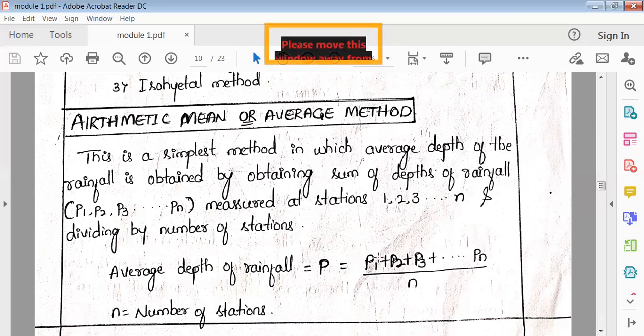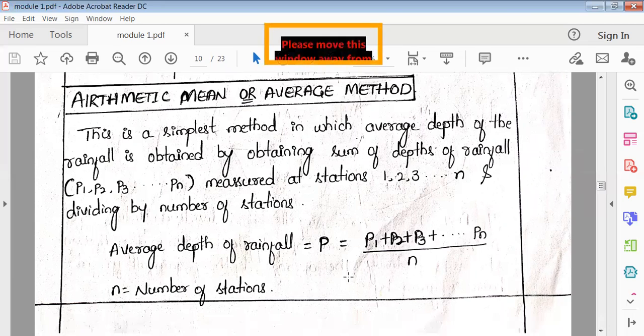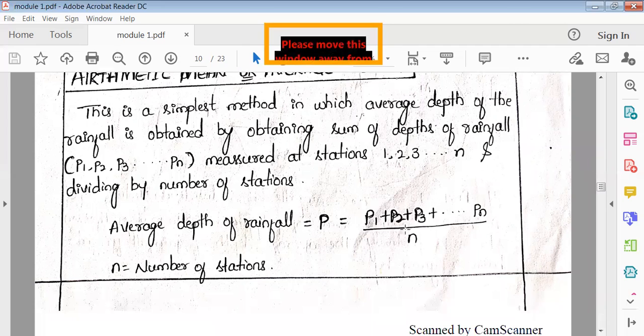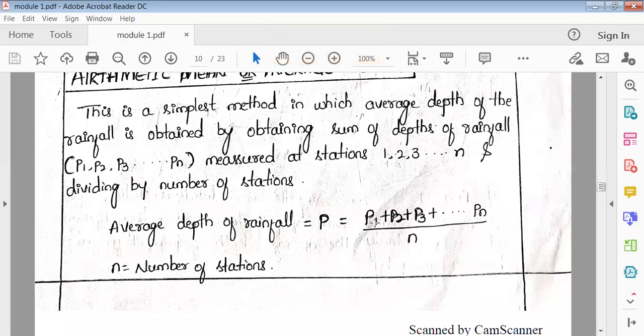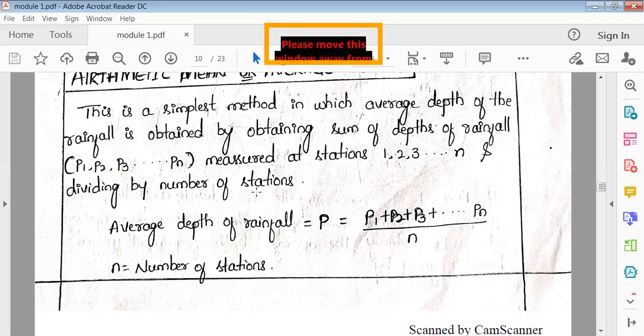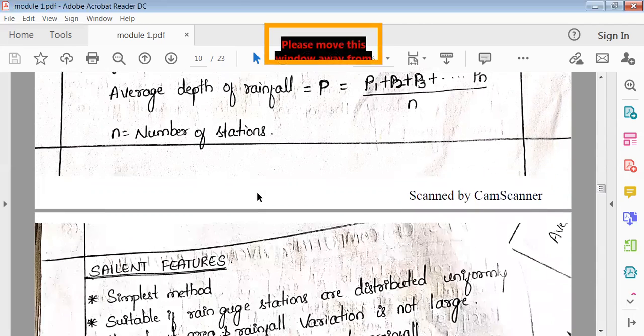Then the average depth of the rainfall can be calculated by P equals P1 plus P2 plus P3 and so on up to Pn, divided by n, where n is the number of rain gauge stations. So P is nothing but the average depth of rainfall, calculated from the depth of rainfall at every station, station 1, 2, 3, and so on up to the nth station, divided by the total number of stations. This is called the arithmetic mean method. It is the simplest method.